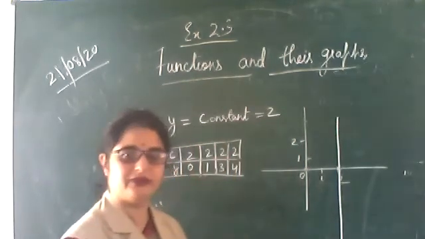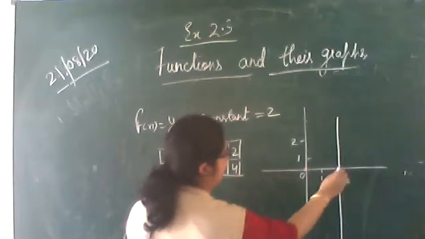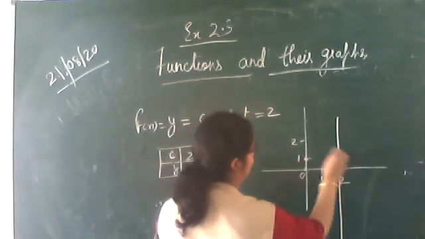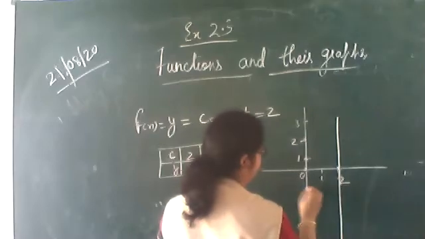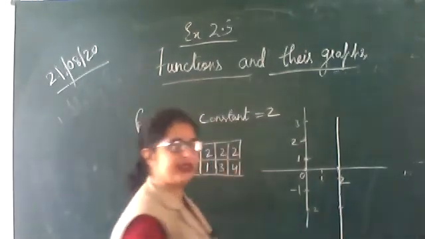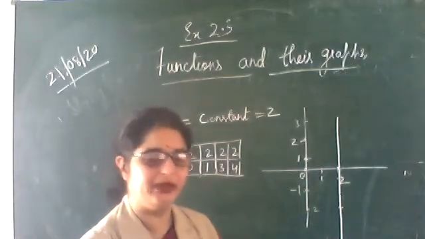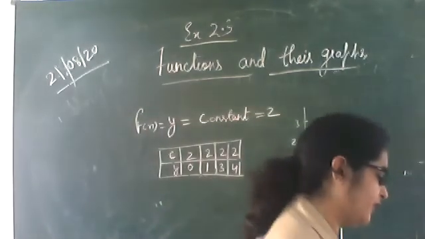This will be the graph. Just see, for x = 0, y = 2; for x = 1, y = 2; for x = 2, y = 2; for x = 3, y = 2, minus 1, 2, minus 2, 2. So just see now, who will tell me the domain and range of a constant function?